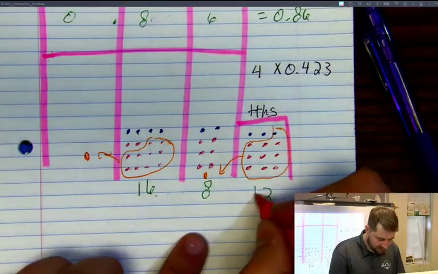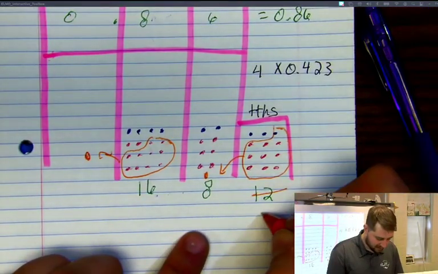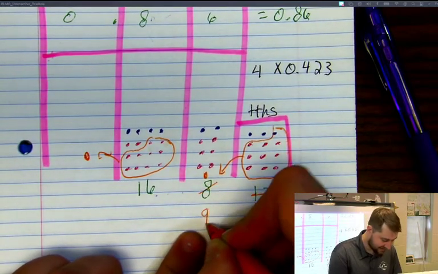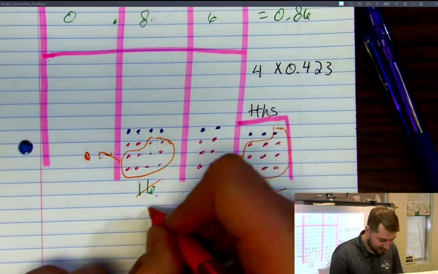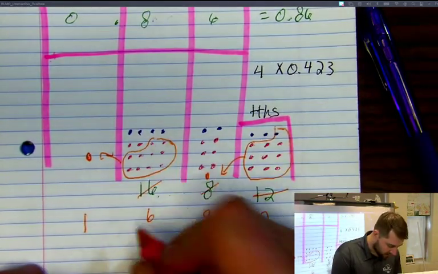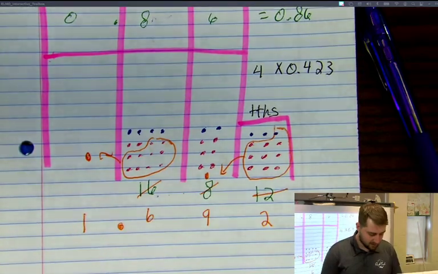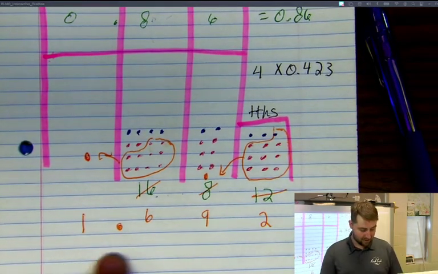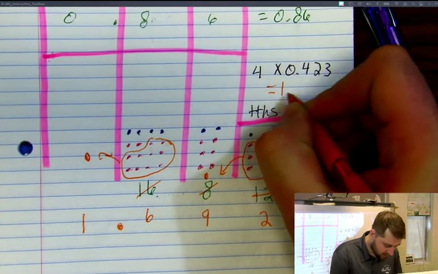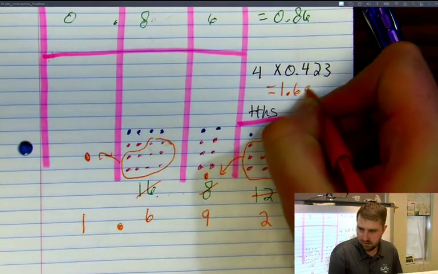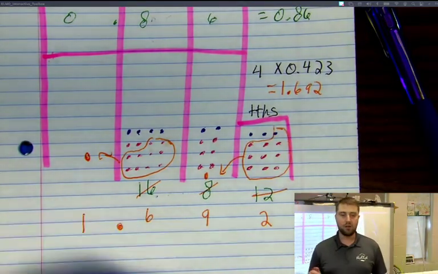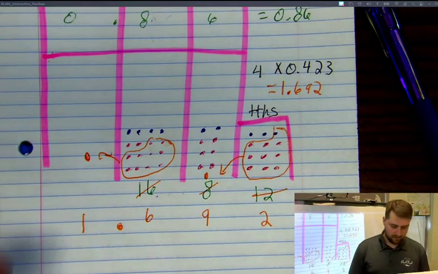So now, instead of having 12 thousandths, we have 2 thousandths. Instead of having 8 hundredths, we now have 9 hundredths. Instead of having 16 tenths, we now have 6 tenths. Instead of having no ones, we now have 1 one. Our decimal place will go in the same spot as always. So now we have 1 and 692 thousandths. Put that up above here, 1 and 692 thousandths. Awesome.